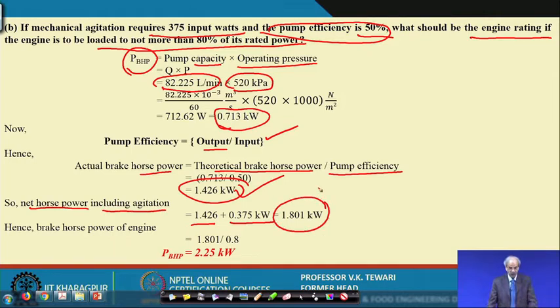Now, the brake horsepower of the engine. The engine rating: if the engine is loaded to 80% of its rated power, it is working at 80% of rated power. So, 1.801 divided by 0.8. This is the power, so at least 2.25 kilowatt should be the power. What should be the engine rating? The engine rating should be this, because 80% of rated power is being used. So, this is the value which comes. You only need to understand the aspects which are asked and then follow.